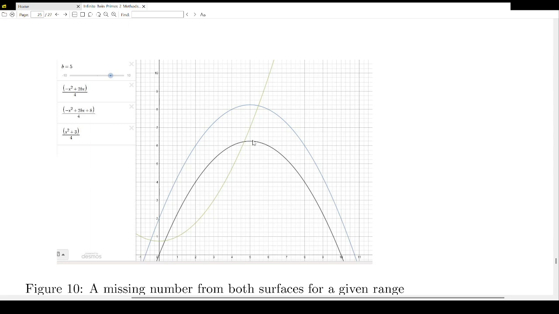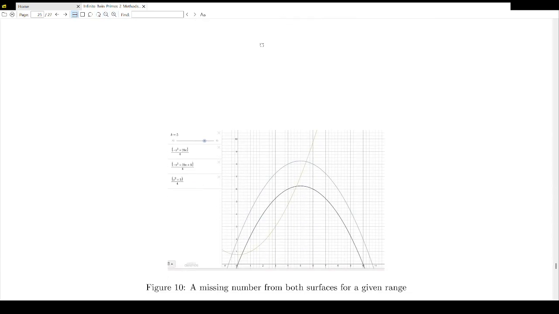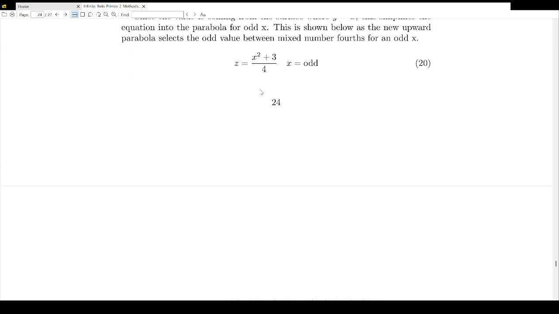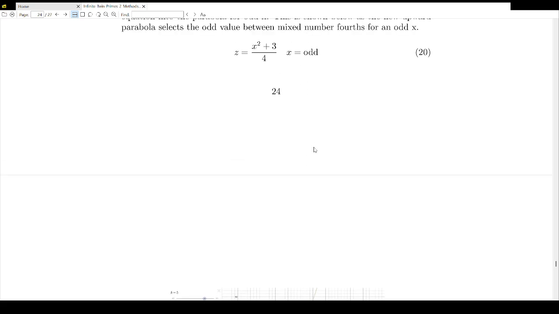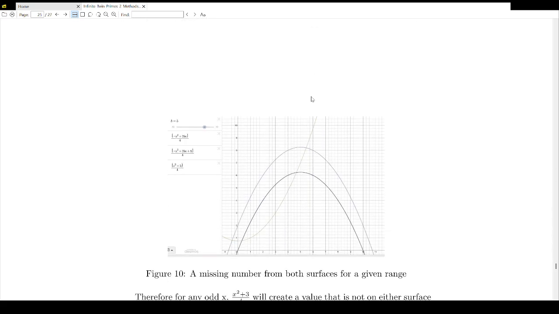But because they're fourths, they end up going around two integers, which will always be consecutive, in this case 7 and 8, and therefore one of those integers will be odd, and we want to hone in on that. That's what this whole section is telling you how to do. You can use this parabola, this x squared plus whatever z we're working with. You're going to say z is equal to x squared plus 3/4 for some odd x. In this case, the example was 5.